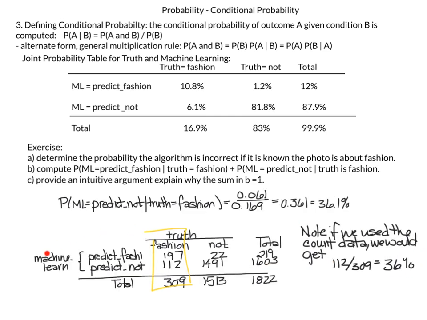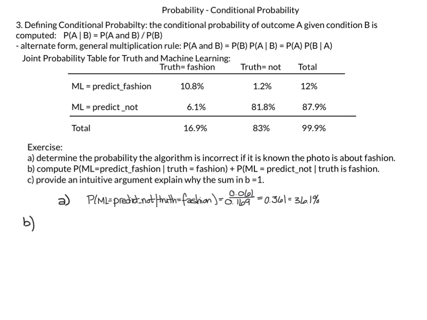And this is where I wanted to compare. You want to make sure you realize this is joint probability. It is not count data. Remember when we talked about count data, if we wanted to get the probability that the machine predicted not, given that it truly was fashion, that would be our 112 over 309. But here, we're not working with count data. Here, we're working with joint probabilities. So you need to use your joint probability formulas. You can't just look in this row and say it's 6.1. That'll give you, obviously, an incorrect answer.